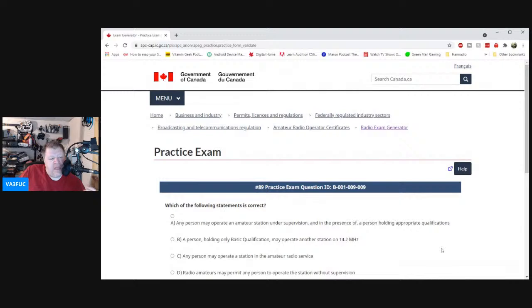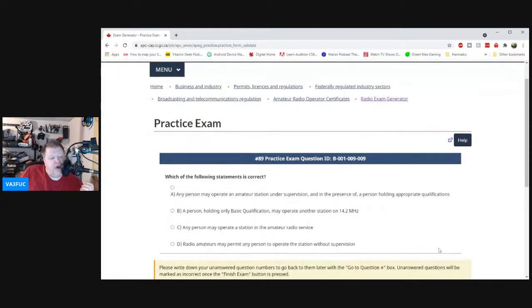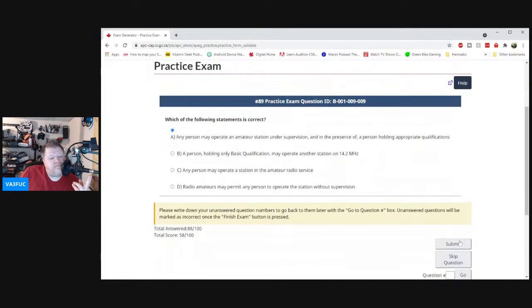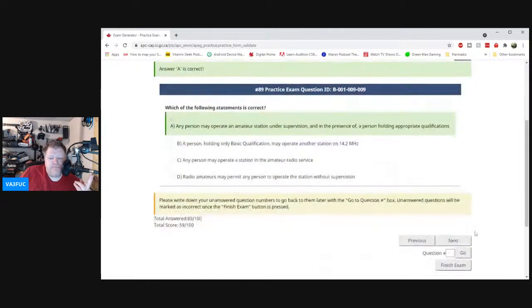Which statement is correct? A, any person may operate an amateur radio station under supervision and in the presence of a person holding the appropriate license qualifications. B, a person holding only a basic may operate the station on 14.2 megahertz. Any person operating a station in the amateur radio service, a radio amateur may permit any person to operate their station without supervision. Well, we know that one's wrong. It's going to be A. So if I'm holding a license, I can allow a person that's not licensed to use my radio as long as I am licensed for those bands. Something to keep in mind.